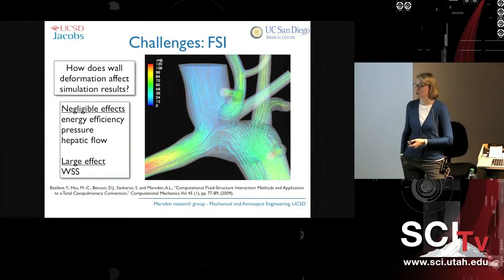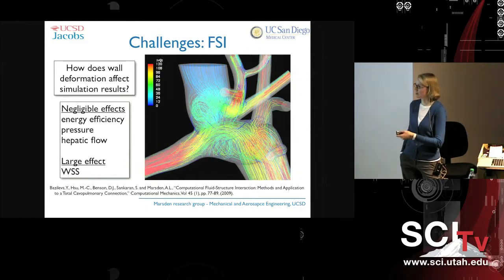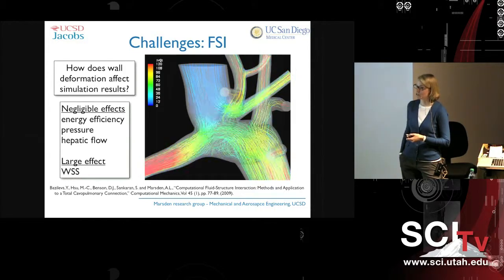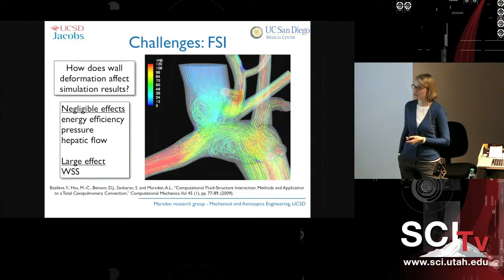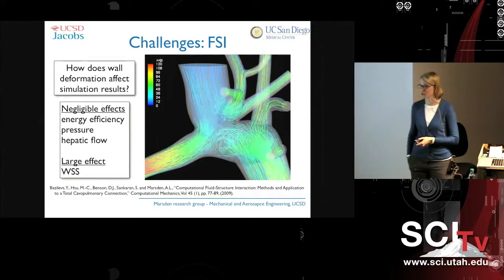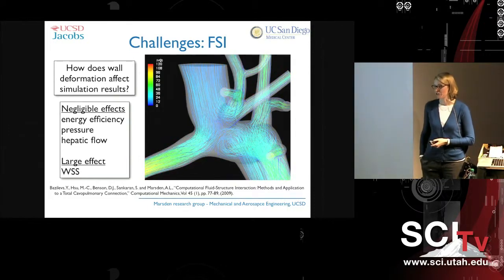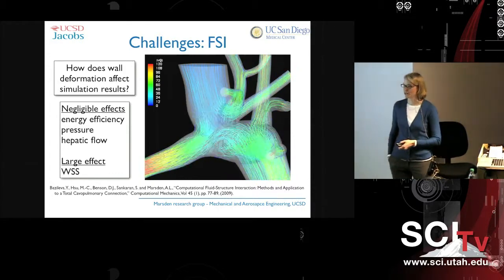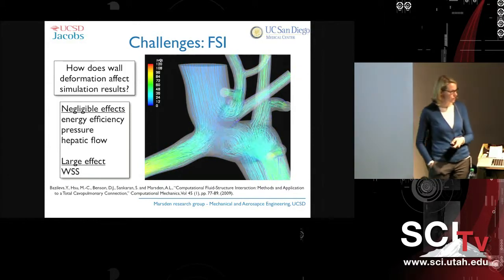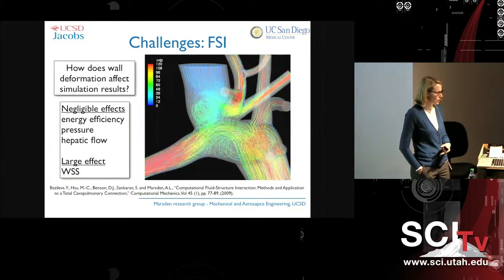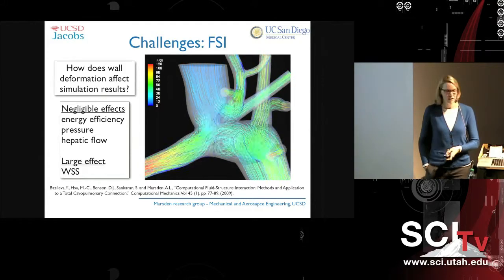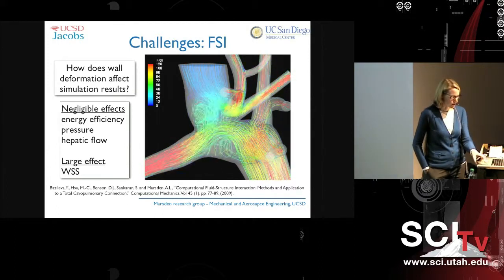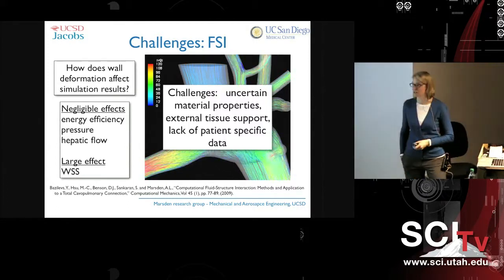In this particular example that I'm showing you, this is a model of the Fontan surgery. We found that adding FSI to the simulation had negligible effects on energy efficiency, pressure, and hepatic flow distribution, which I'll talk more about in a second, but had a very large effect on the wall shear stress. And so it really depends on what clinical quantity you're interested in. If you're looking at thrombus formation, wall shear stress is going to be key to predicting that. If you're more interested in flow distribution, you probably don't need to do FSI. So I think this is highly disease dependent.